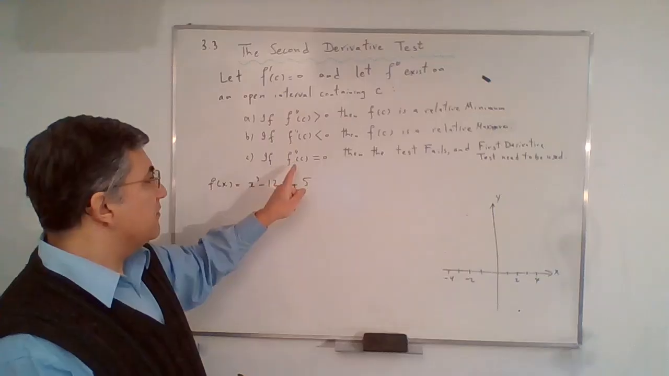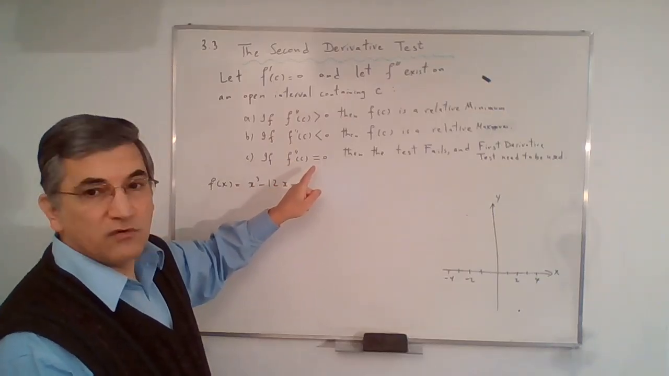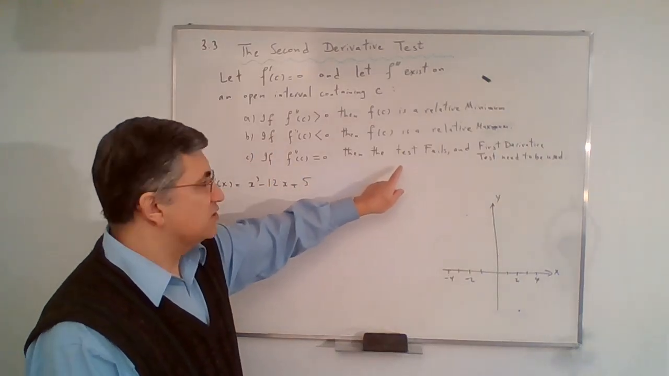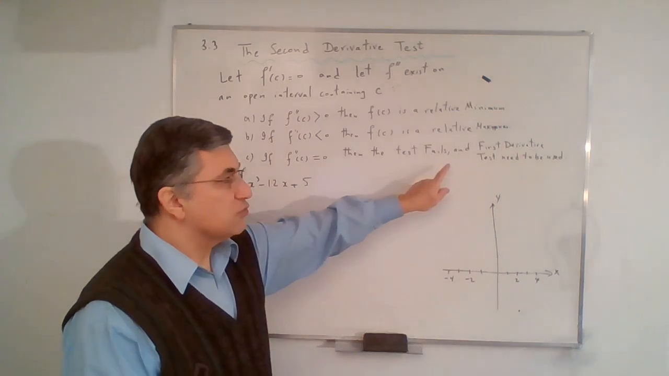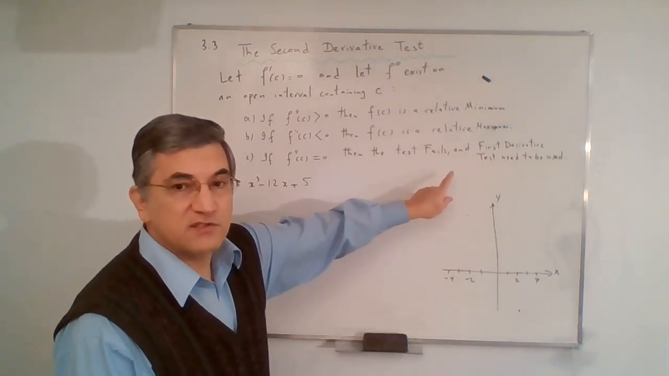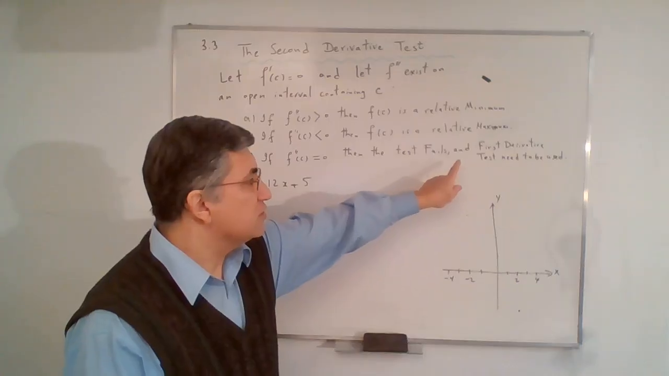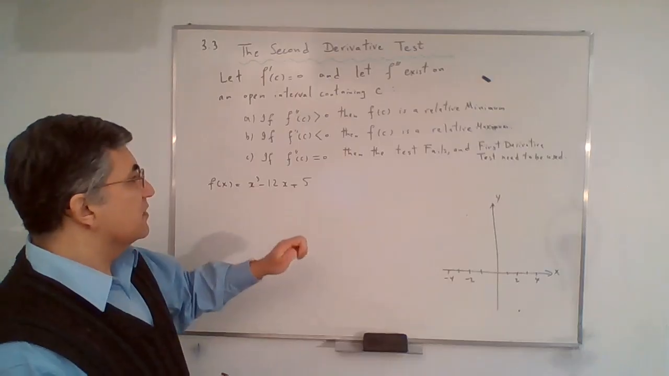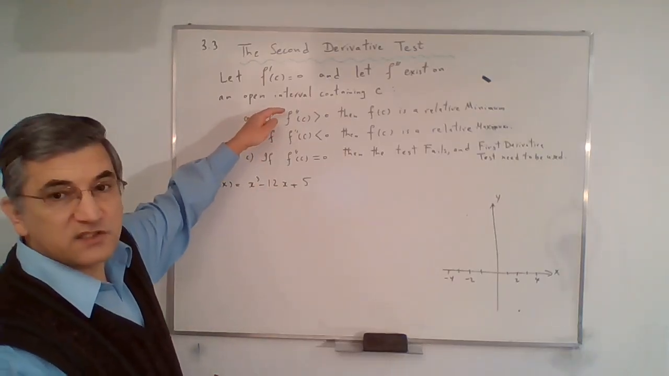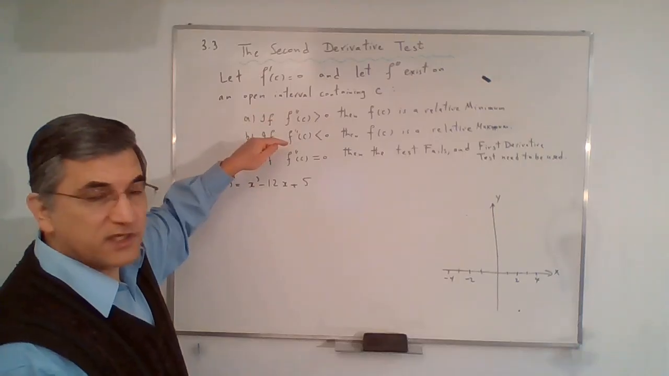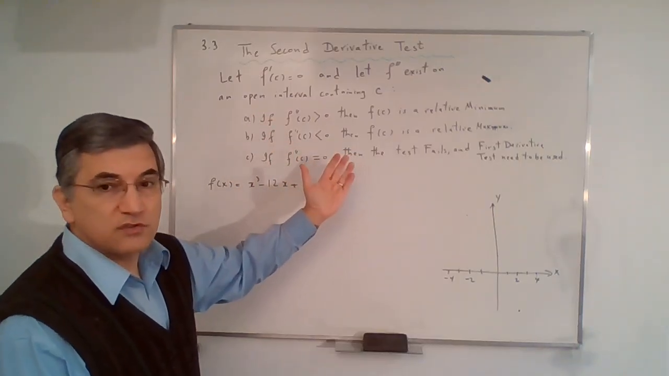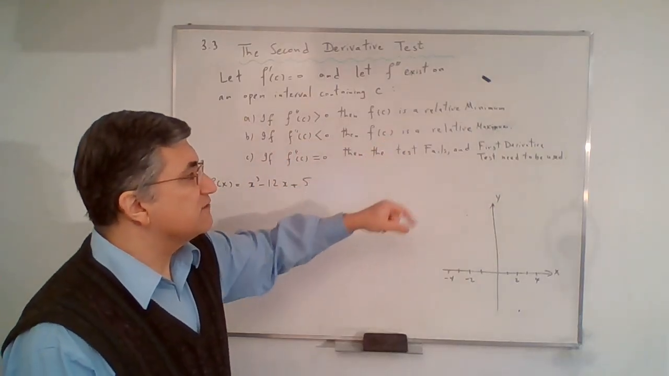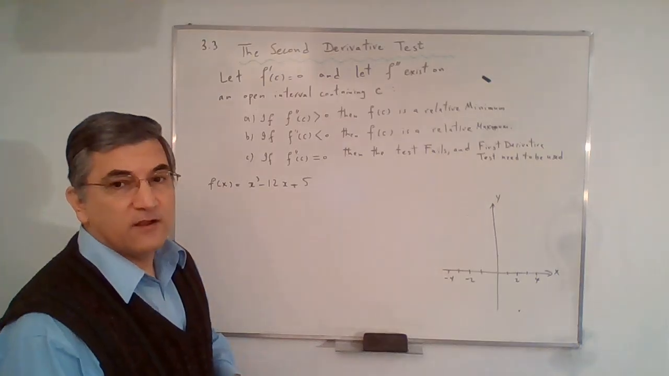If f double prime of c is equal to 0 and it's neither positive nor negative, then this test in particular fails, and we have no choice other than using the long method of finding local maximum and minimum points, which is using the first derivative test. That's the test that needs to be used. But if f double prime at c happens to be positive or negative, we can use this shorter, easier test to determine the relative maximum and minimum points of a function.